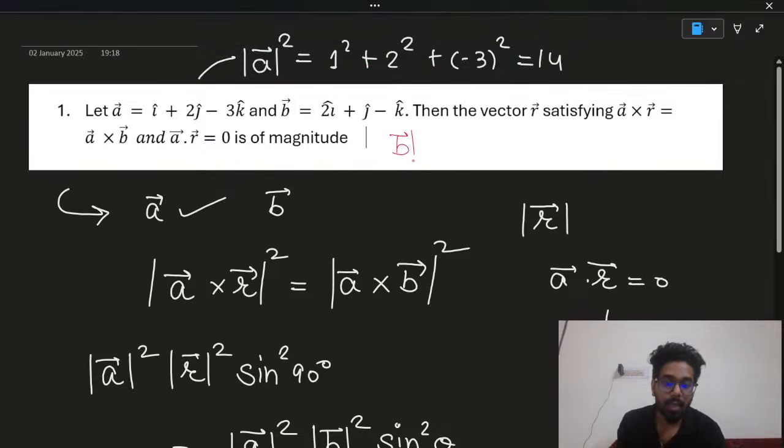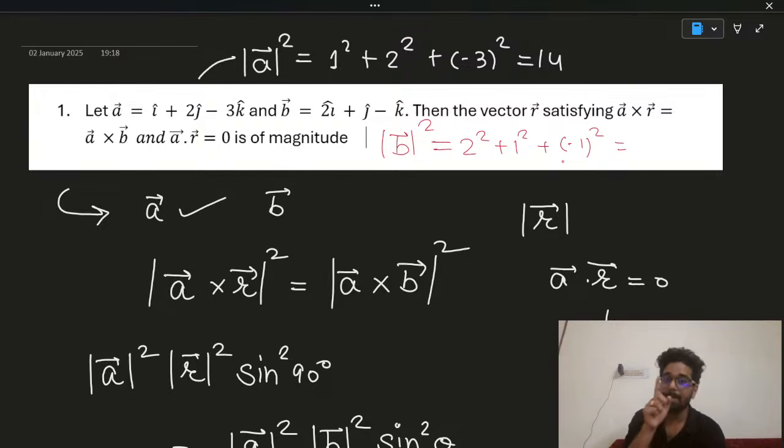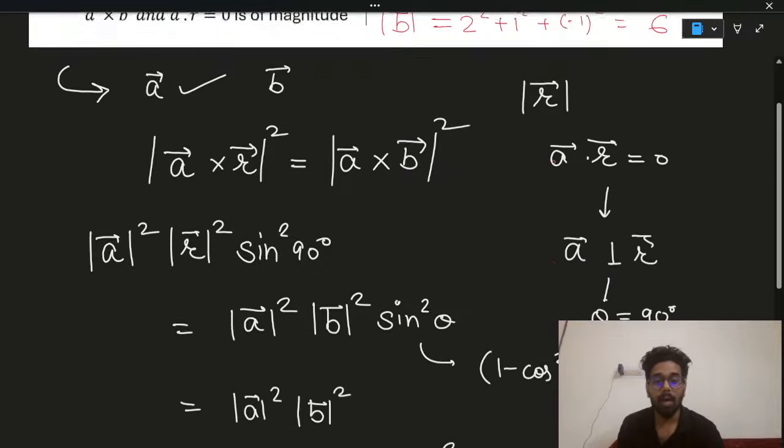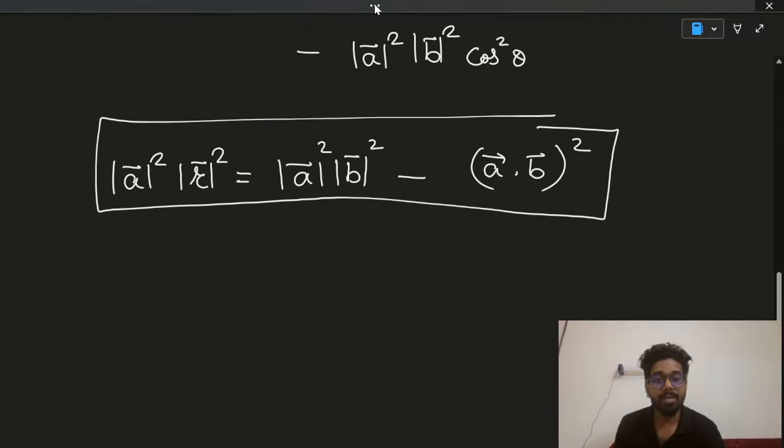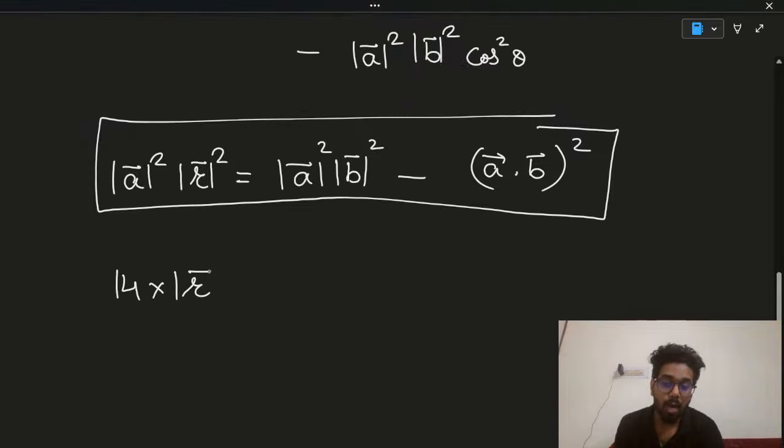Magnitude of B squared is equal to 2 squared plus 1 squared plus minus 1 squared, which is equal to 4 plus 1 plus 1, that is 6. Right? That's what we are having. Now, magnitude of A squared is 14, so 14 multiplied by magnitude of B squared, which we have got as 6, gives 14 into 6.